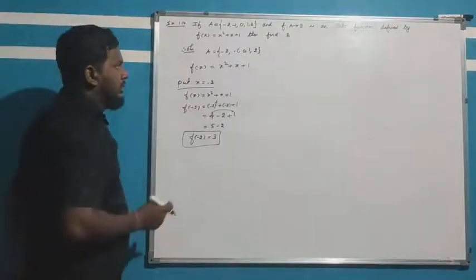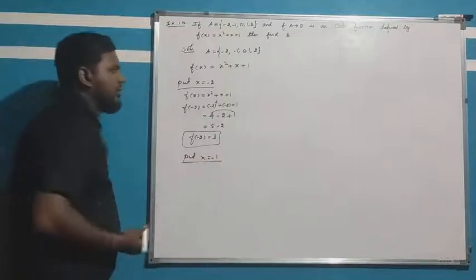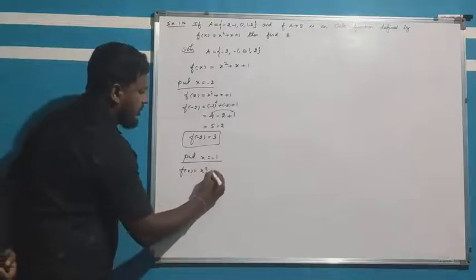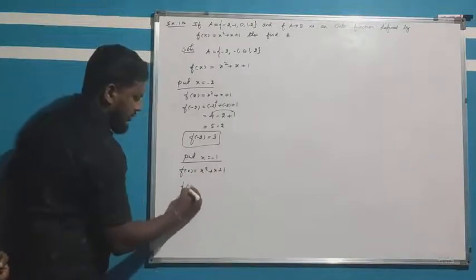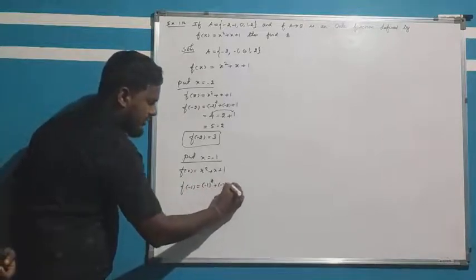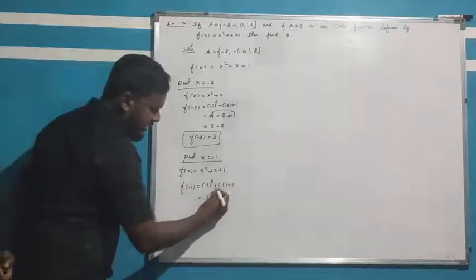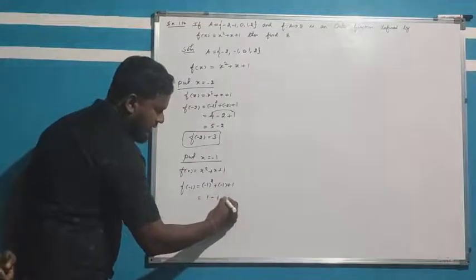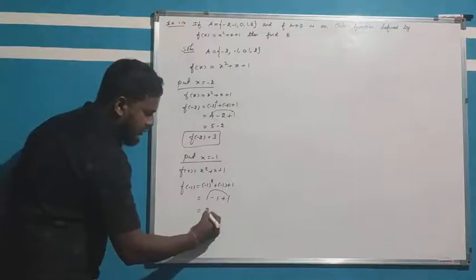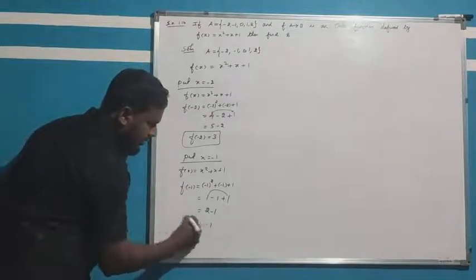Next we take x equal to -1. Then in f of x we can substitute. f of x equal to x square plus x plus 1. So f of -1 is equal to (-1) square plus (-1) plus 1. Squaring, the minus will cancel. So 1 square is 1, plus (-1) plus 1. 1 plus 1 is 2, 2 minus 1, so f of -1 equal to 1.